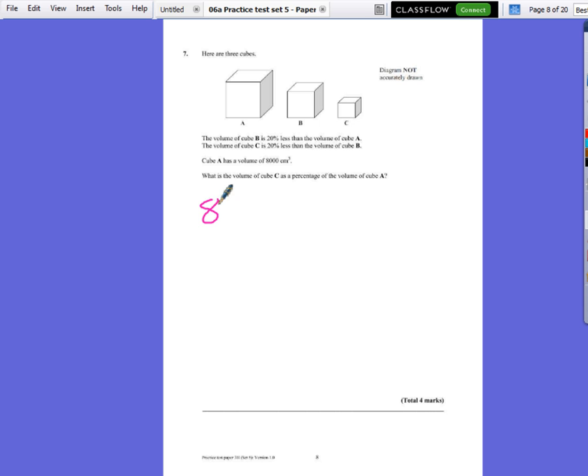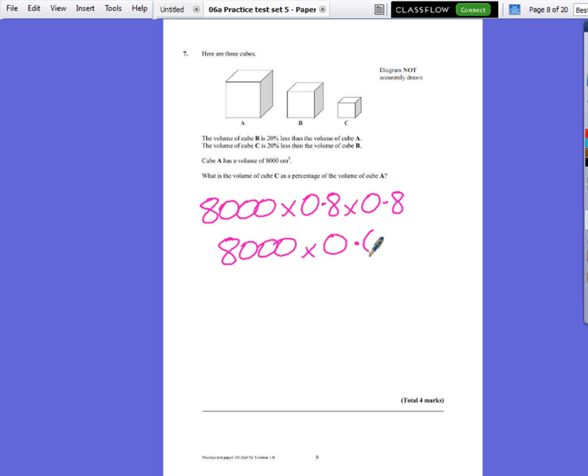Well, if A has a volume of 8,000, B would be 20% less. So to find a 20% reduction, you would times by 0.8. So that will give you the volume of B. And then we want to do a 20% reduction on the volume of B as well. So we times that by 0.8. This would be the same as doing 8,000 times 0.64. So a lot of people would now try and work that out and then put it as a fraction of 8,000. But 0.64 is just the percentage, so the answer is just 64%.